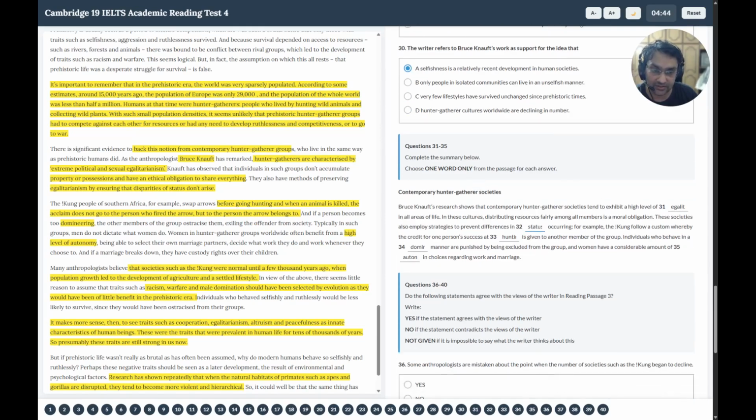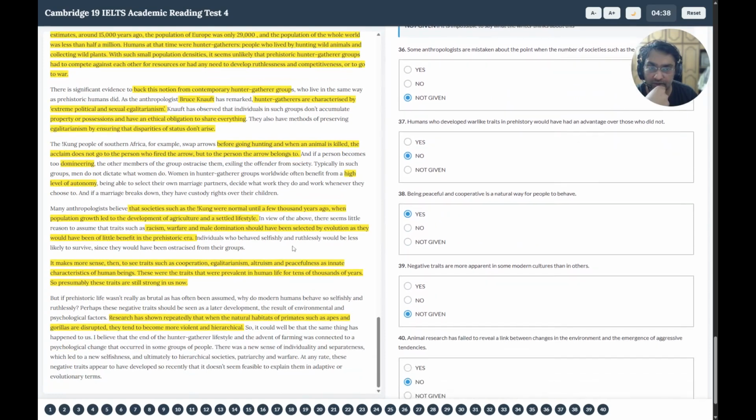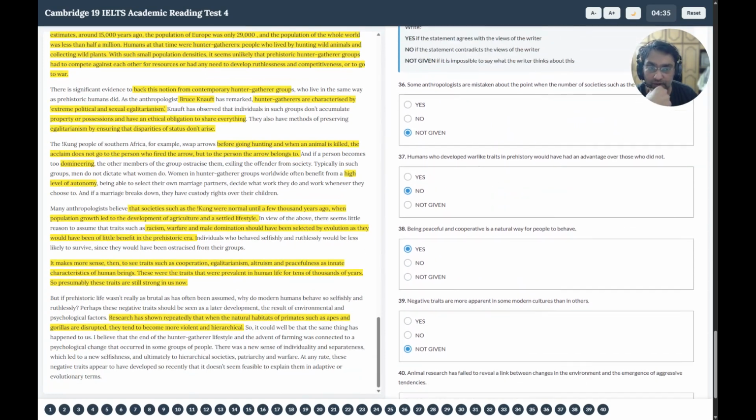Egalitarianism, status, hunting, domineering manner. Some anthropologists may take mistaken. No, they're not mistaken. Humans are born and have had an advantage. No, they never. क्योंकि आप इसने बताया, ठीक है ना? Should have been selected by evolution, but individuals would be less likely to survive. Yay. This is the answer. Hence, it's no. Peaceful and cooperate is natural way. Yes, it is natural way.